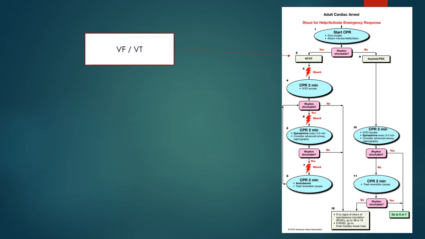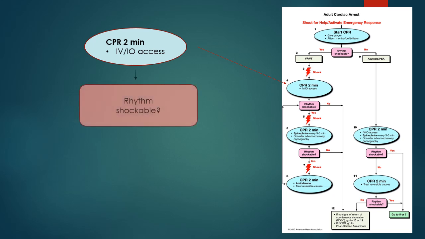The patient will be in V-Fib or V-Tach. Go ahead and shock the patient or defibrillate. When we defibrillate, we use 120 to 200 joules biphasic or 360 joules monophasic. You will then perform 2 minutes of CPR. While doing CPR, you want to establish IV or IO access.